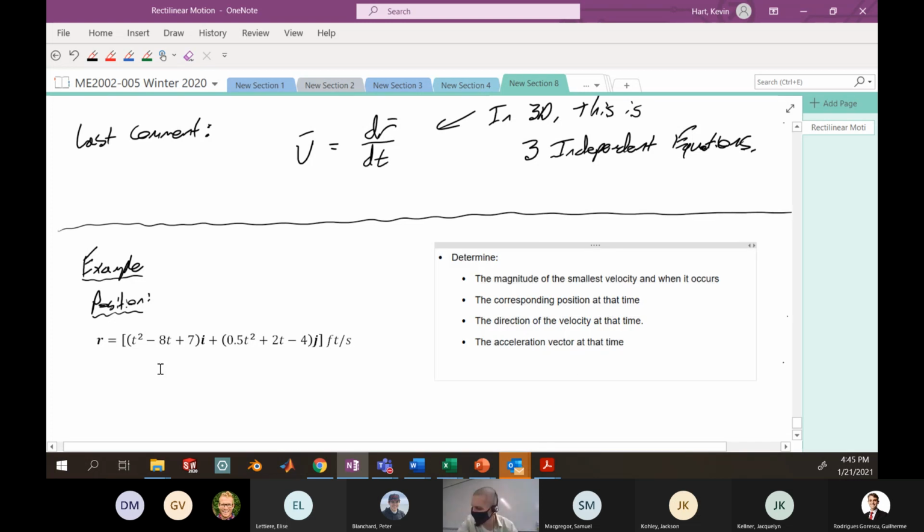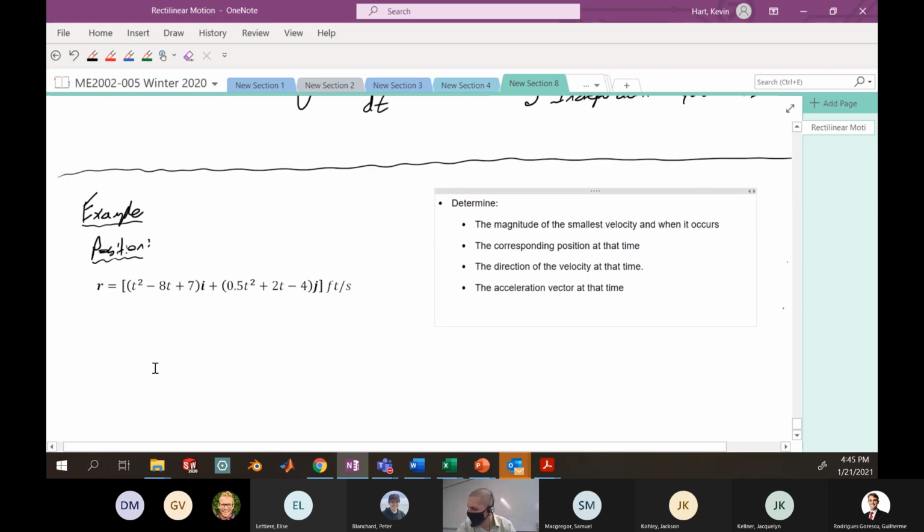All right, so here we are. Determine the magnitude of the smallest velocity and where it occurs. If we have this position vector that we're given, and we're asking for information about velocity, well, we better come up with an expression for the velocity. So that's going to be step number 1. So let's do that.